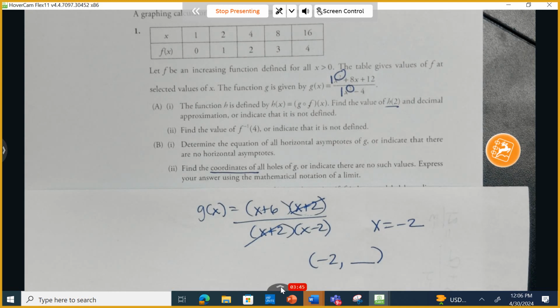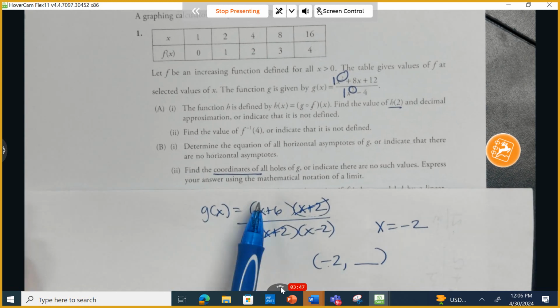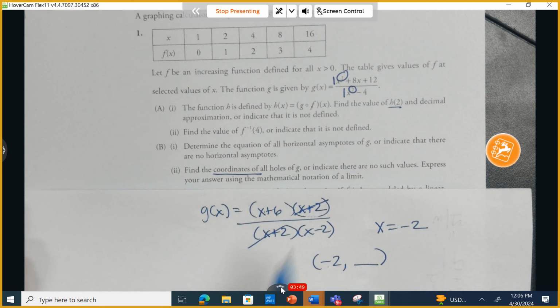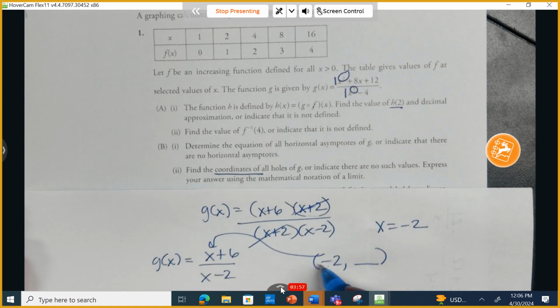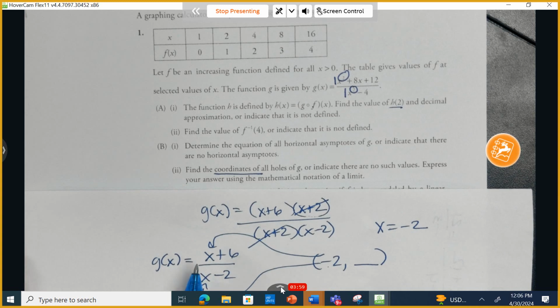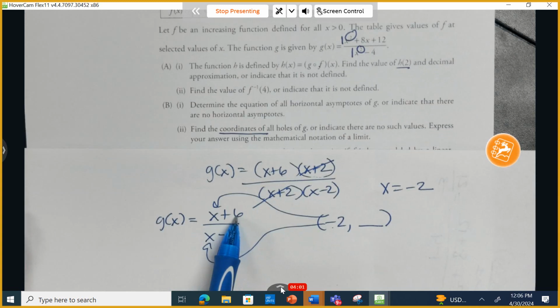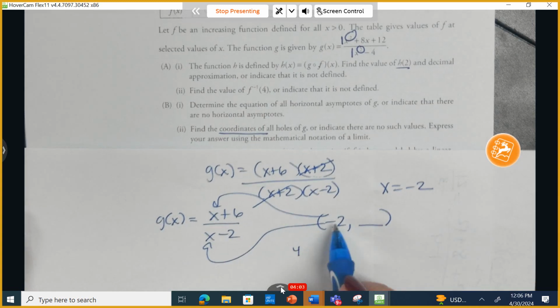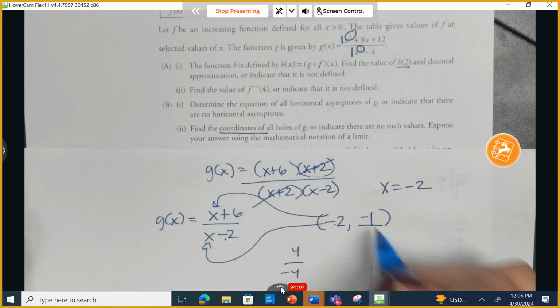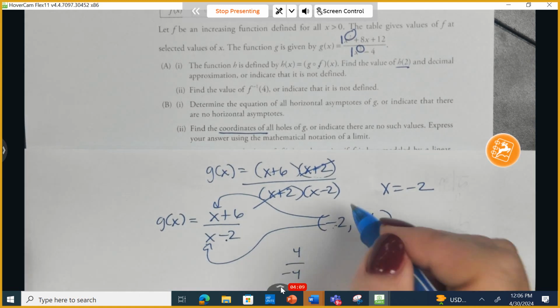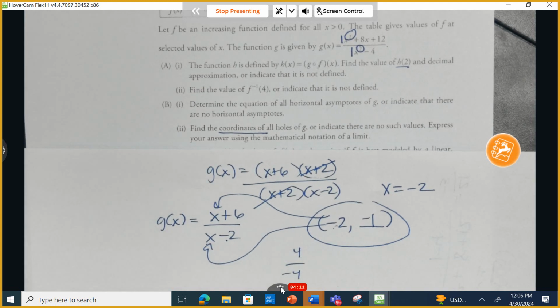So here's how you find it. You take this value and you come back up to the simplified form of this. The simplified form is x plus 6 over x minus 2. And you simply take that value and you plug it in. So negative 2 plus 6, negative 2 plus 6 is 4. Negative 2 minus 2 is negative 4, and when you reduce those, you get an output of negative 1. This would be the coordinates.